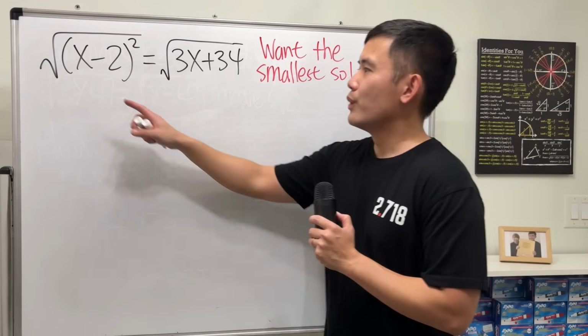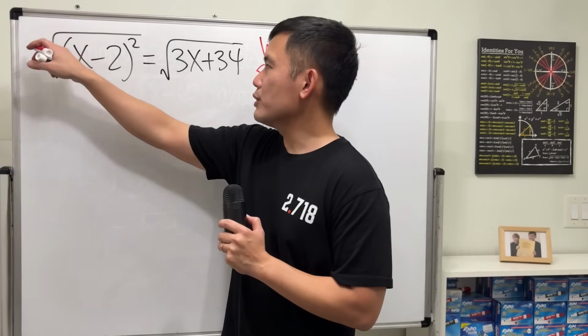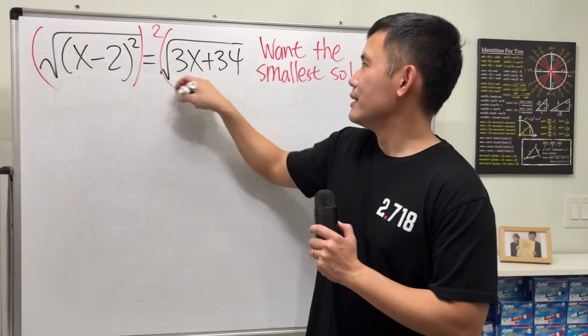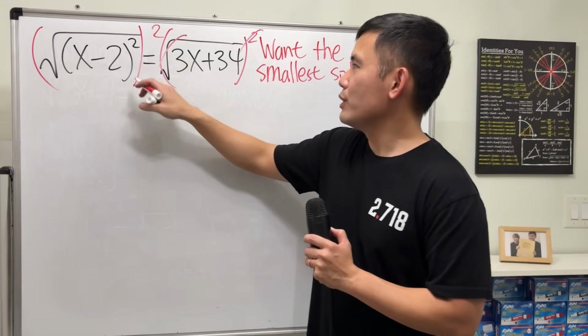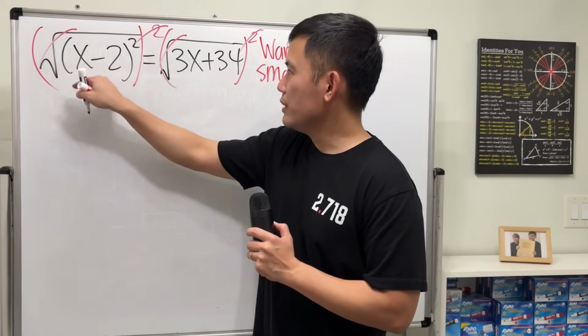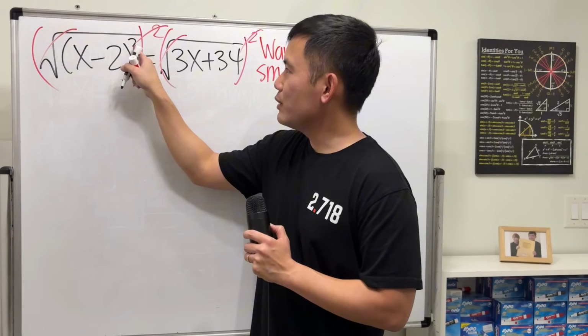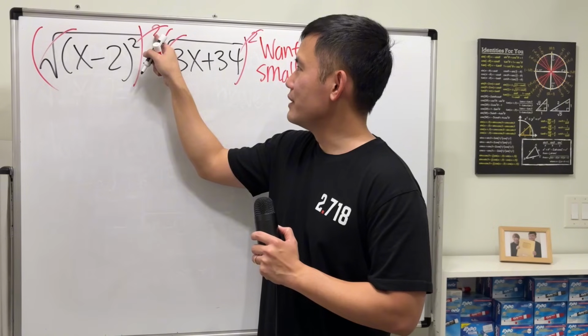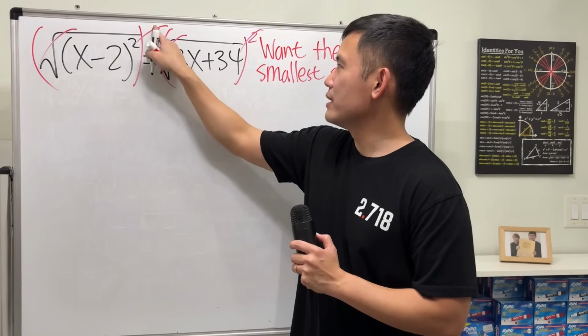So for this one, we have square roots on both sides. We can just kind of square both sides. That's how we get rid of the square root. So this right here stays though. I didn't get rid of this and that. I got rid of this and that because I squared both sides.